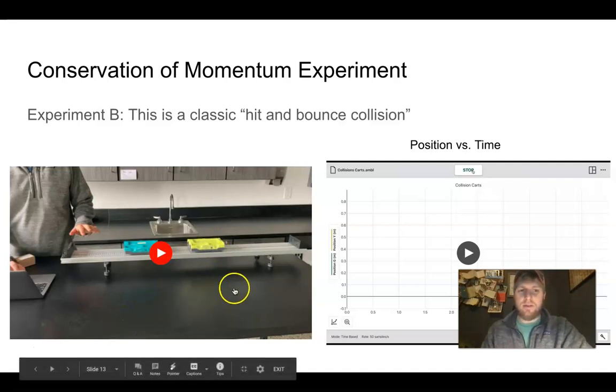So there you have it, folks. That is everything we need to know so far about momentum and collisions.